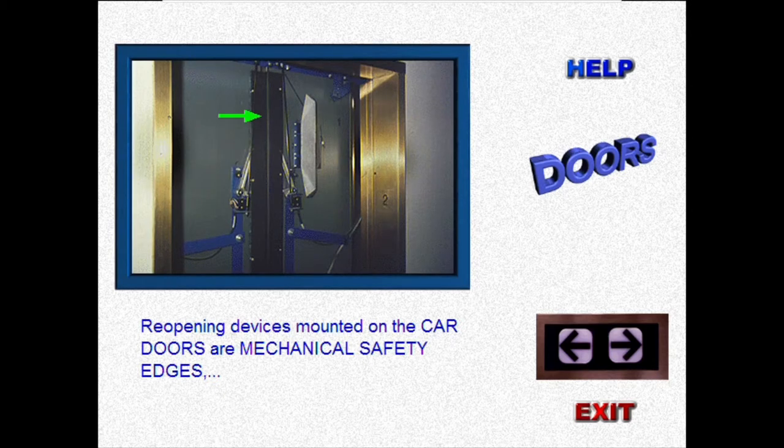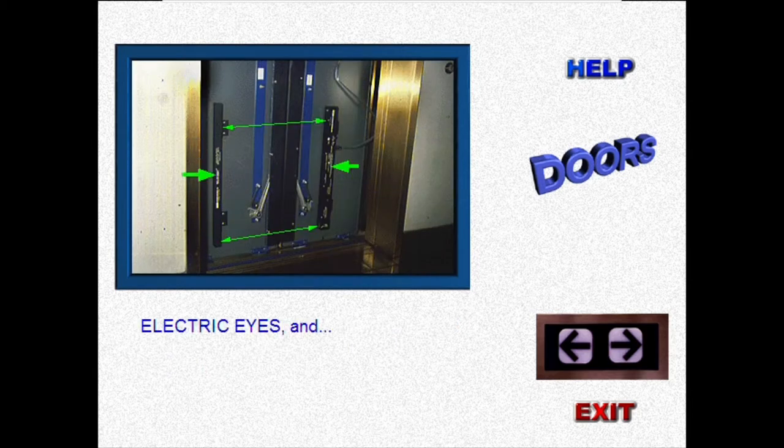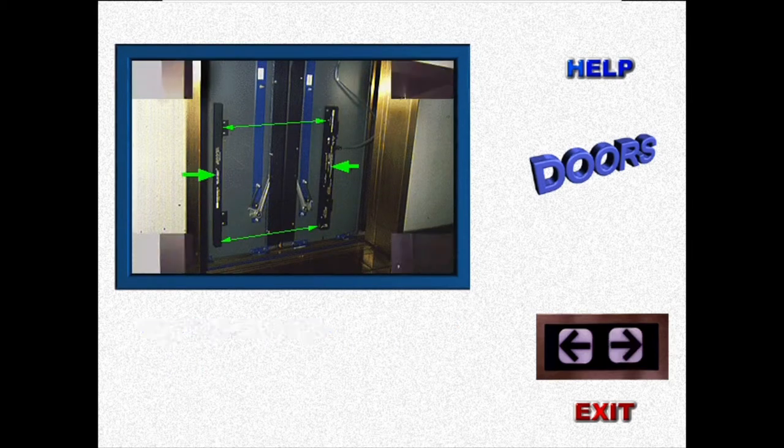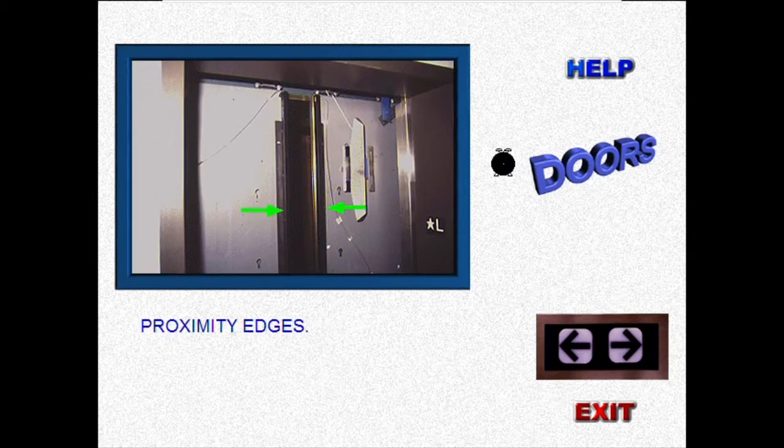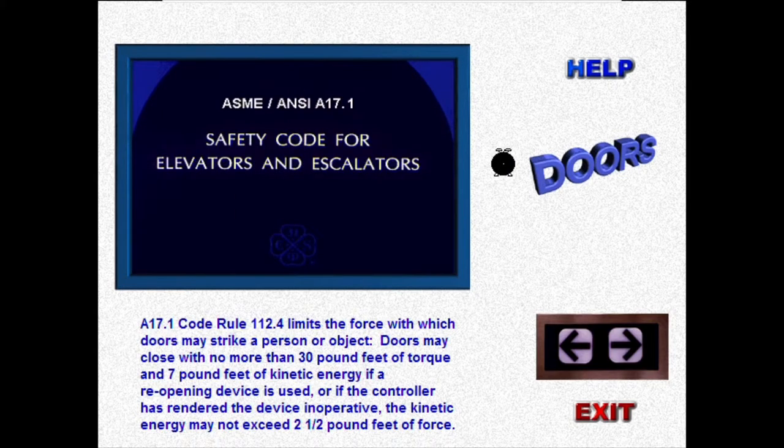Reopening devices mounted on the car doors are mechanical safety edges, electric eyes, and proximity edges. A17.1 Code Rule 112.4 limits the force with which doors may strike a person or object. Doors may close with no more than 30 pound-feet of torque and 7 pound-feet of kinetic energy if a reopening device is used. Or, if the controller has rendered the device inoperative, the kinetic energy may not exceed 2.5 pound-feet of force.